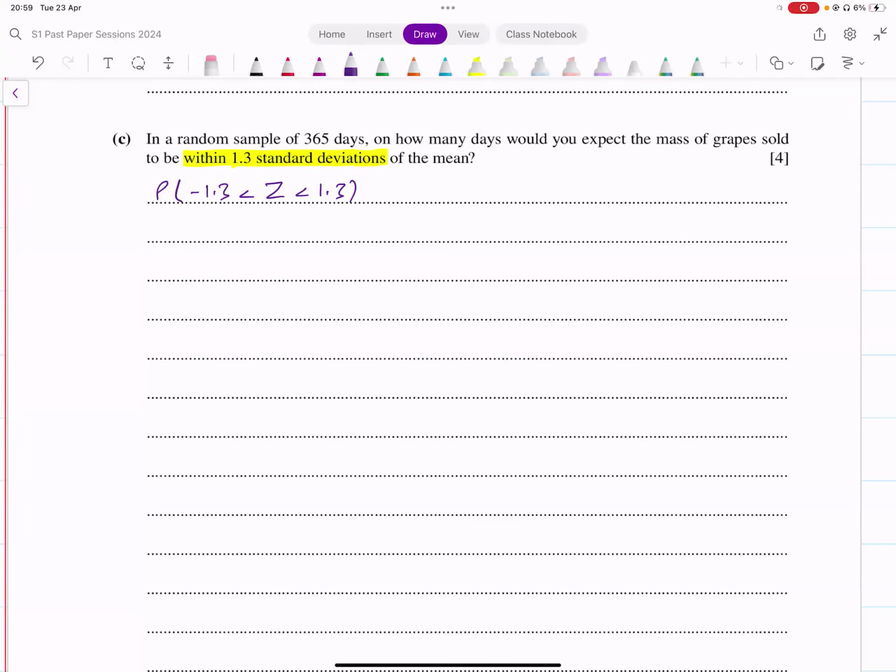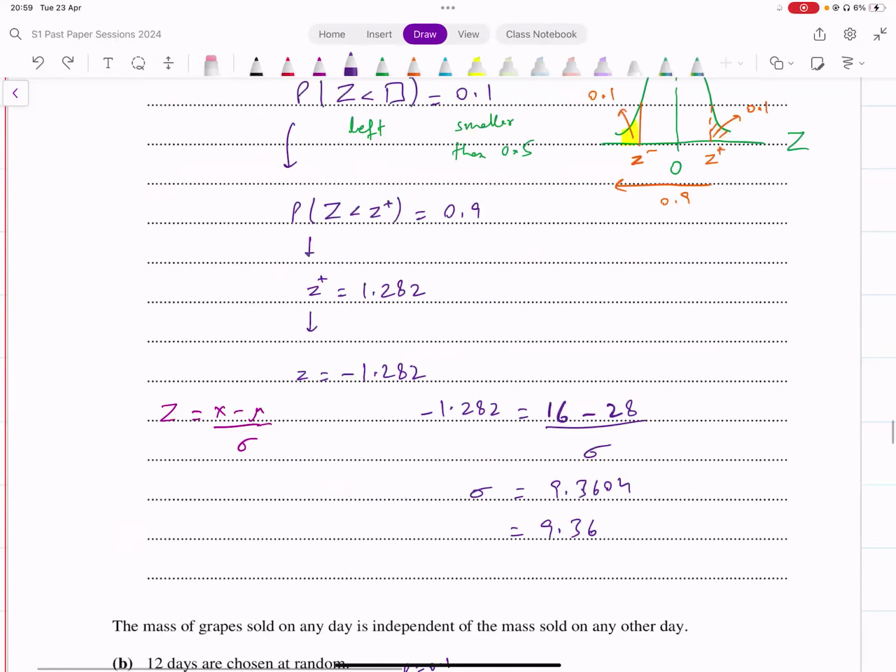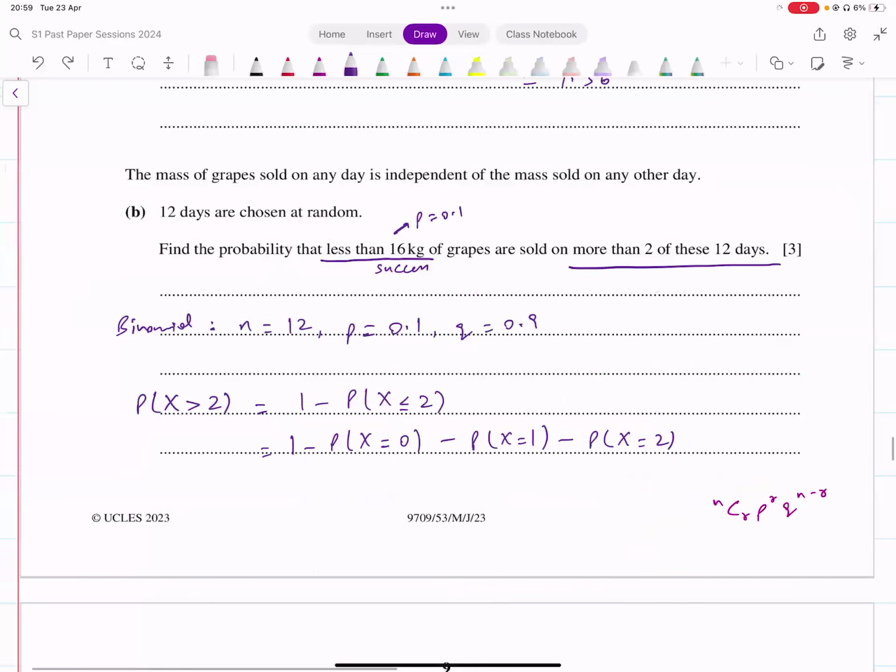If not, the other possibility would be you'll start from X. Within 1.3 standard deviations means from the mean, you could go plus 1.3 standard deviations. That will be mean plus 1.3 standard deviations. Or from the mean, you could go minus 1.3 standard deviations. So you want to be between these two numbers. Now you could calculate that and see what that turns out to be. You want to be between mean minus 1.3 standard deviations and mean plus 1.3 standard deviations. What's the mean? Mean is 28 kilograms.